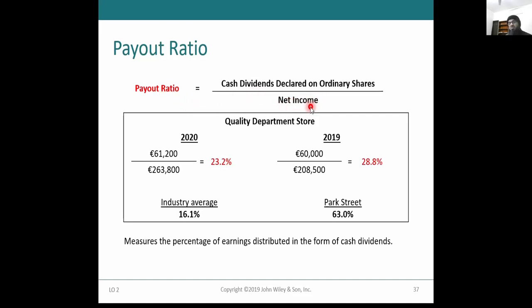So if a company's payout ratio is 100%, it means retained earnings are zero for that year because the company is paying out the entire net income as dividends. So no retained earnings for that particular year. There may be retained earnings previously. Think about, can a company's payout ratio be more than 100%? Just think about it and reflect it in the class discussion.